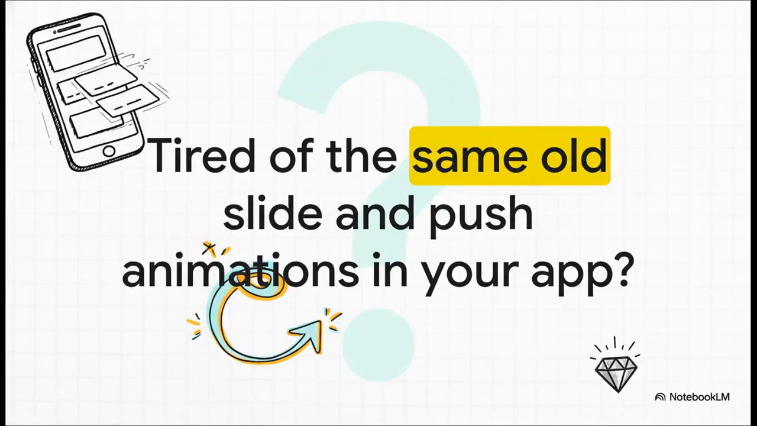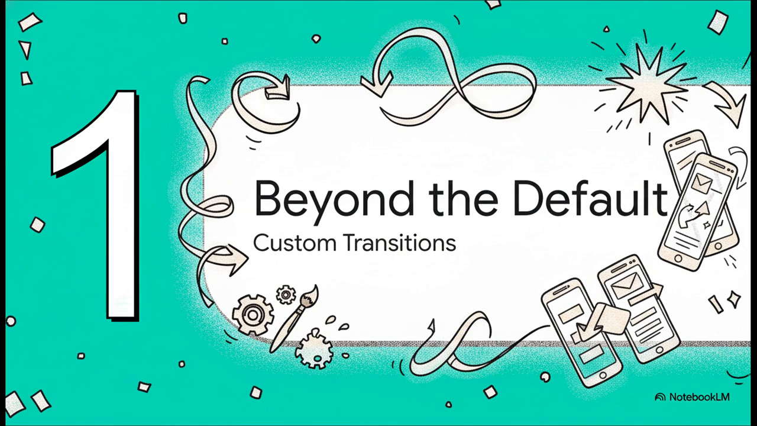So let me ask you this. Are you just tired of the same old slide and push animations? You know the ones. If you want your app to feel special, to really stand out, a generic UI just isn't going to cut it. So what's the answer? We've got to go beyond the default stuff. By creating your own transitions, you can inject your brand's personality right into the user experience. This makes your app not just work well, but feel delightful. Let's dive in and see how it's done.